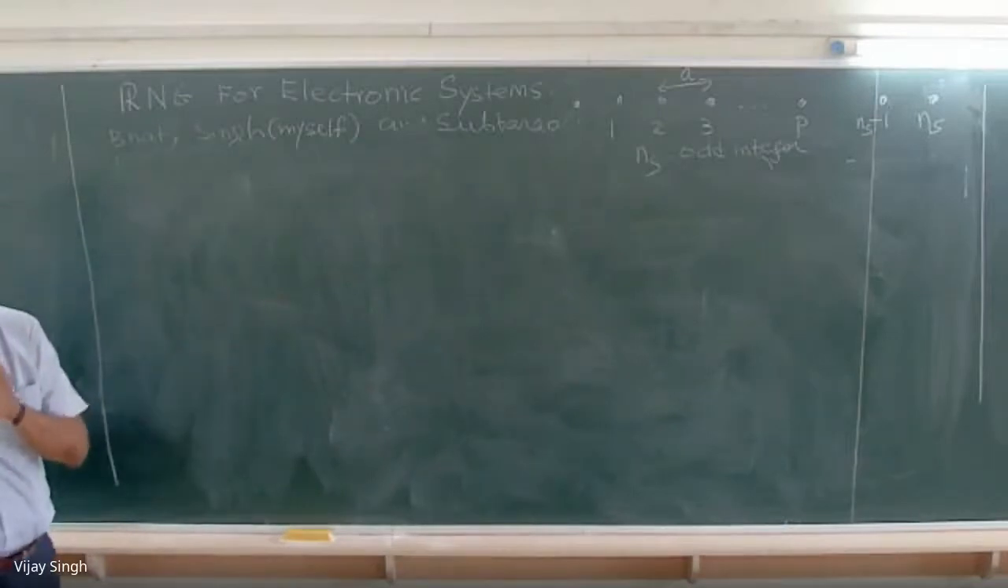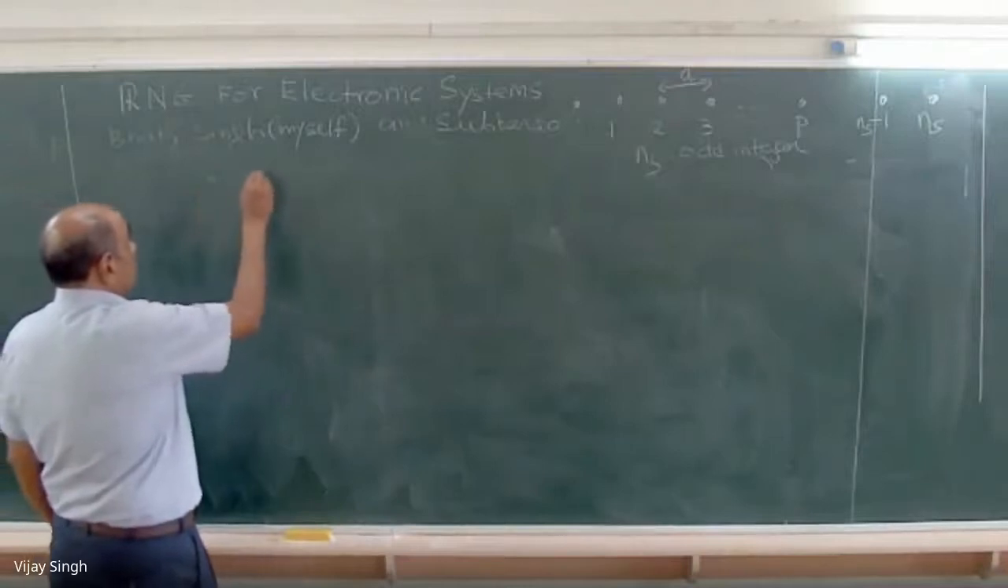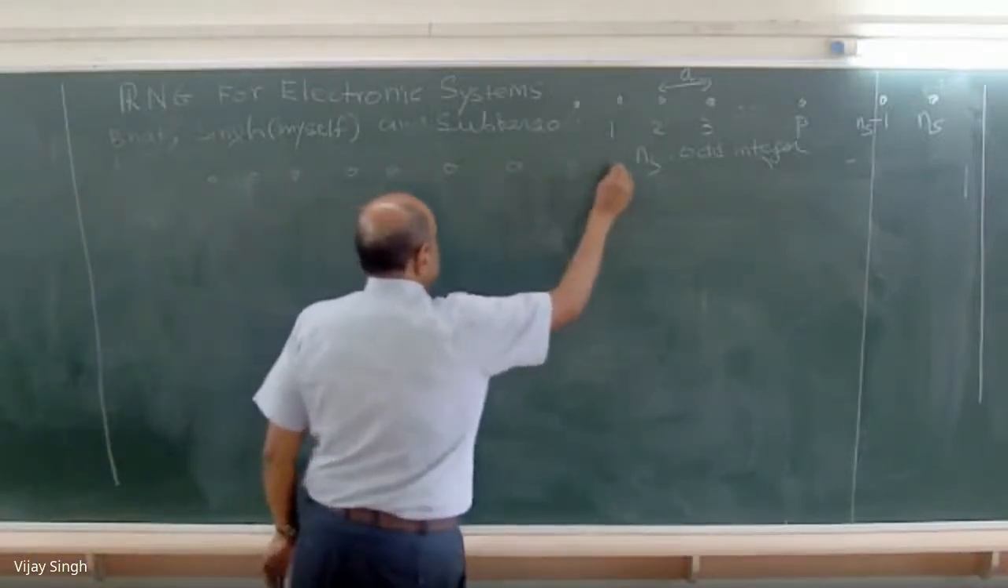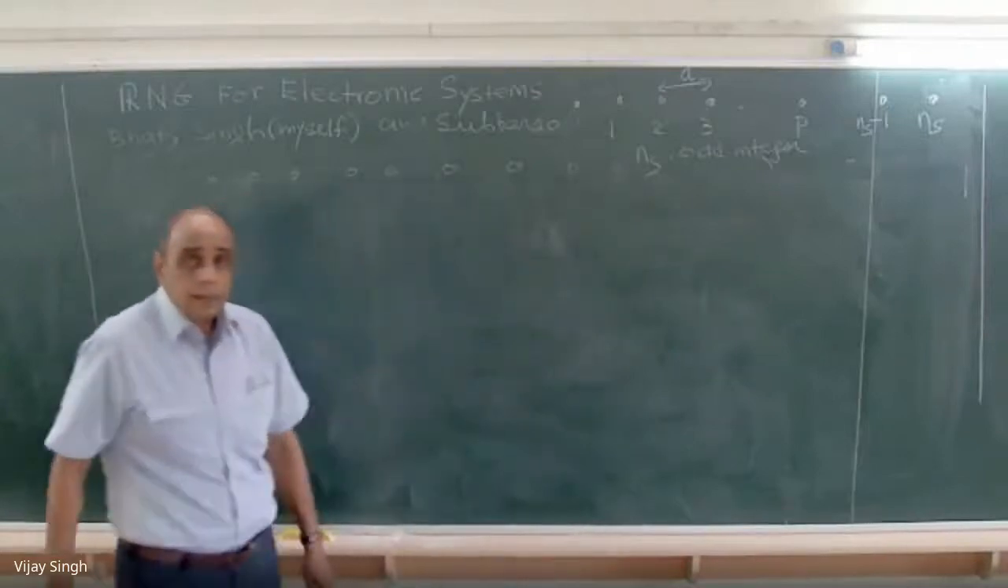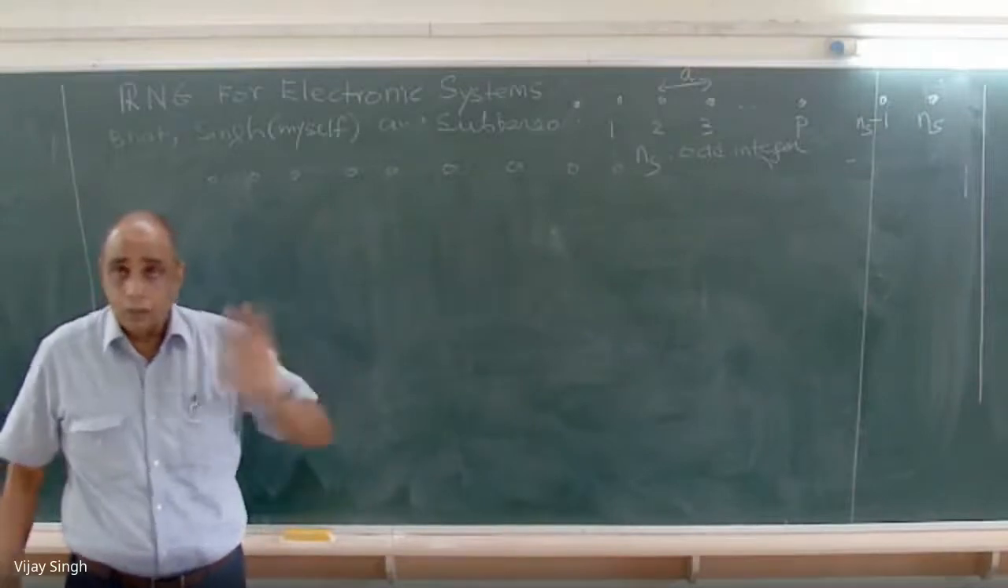What is the picture once again? What is the renormalization group picture? What you do is you take some finite number of sites. And they say that I cannot solve this problem. There are about 10,000 atoms, I cannot solve it.